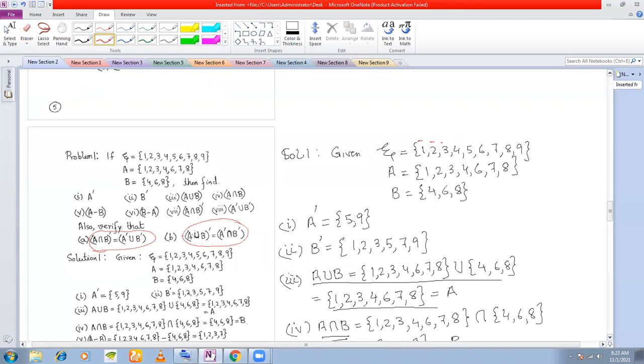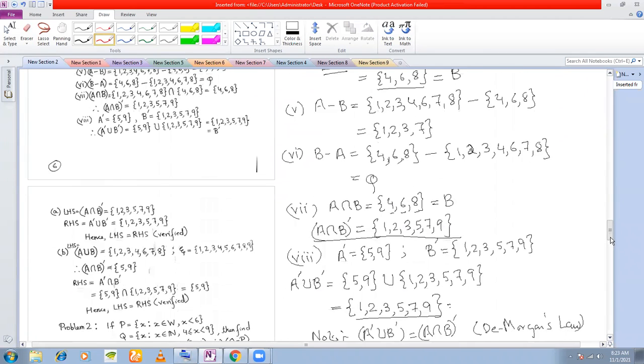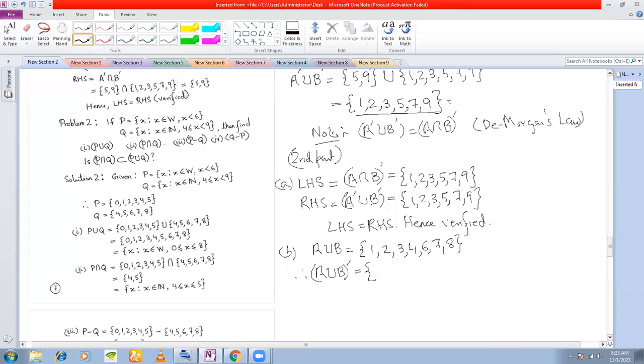1, 2, 5 and 9. 3, 4, 6, 7, 8. So you're only left with 5 and 9. Right? All right. So this was the left hand side. So write left hand side here. LHS is equal to (A union B) complement, which is equal to 5 and 9.